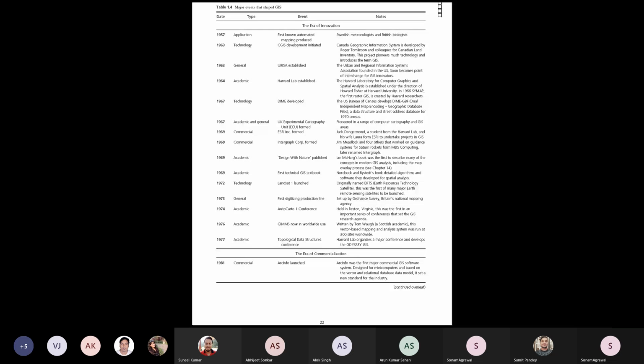Then there are different companies. As you can see over here, there were several commercial innovations in this time also. Like in 1969, ESRI, the Environmental Systems Research Institute, was established. Write down this particular innovation. All of you write it down. 1969, ESRI was established. And what is the full form of ESRI? Write it down inside the bracket: Environmental Systems Research Institute, ESRI.